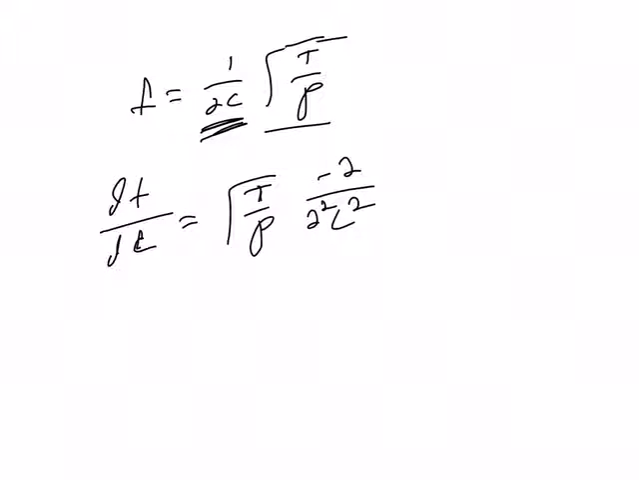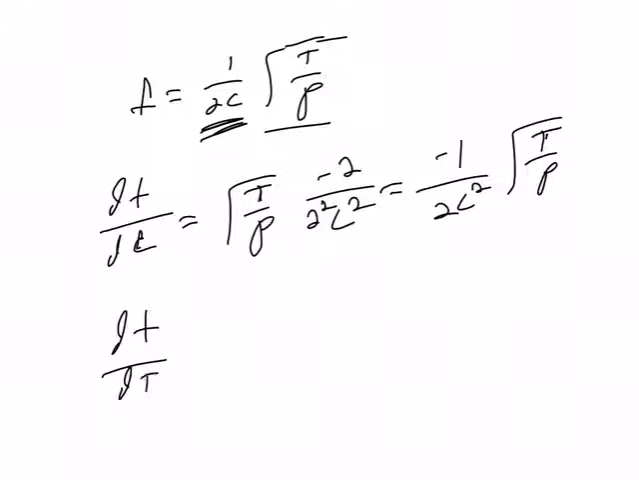So this is basically going to be equal to negative 1 over 2L squared times T over P. So that's the answer for that. And then the second thing is the tension when L and P are constant. So we want to find the change in the frequency as we change the tension if everything else remains constant.